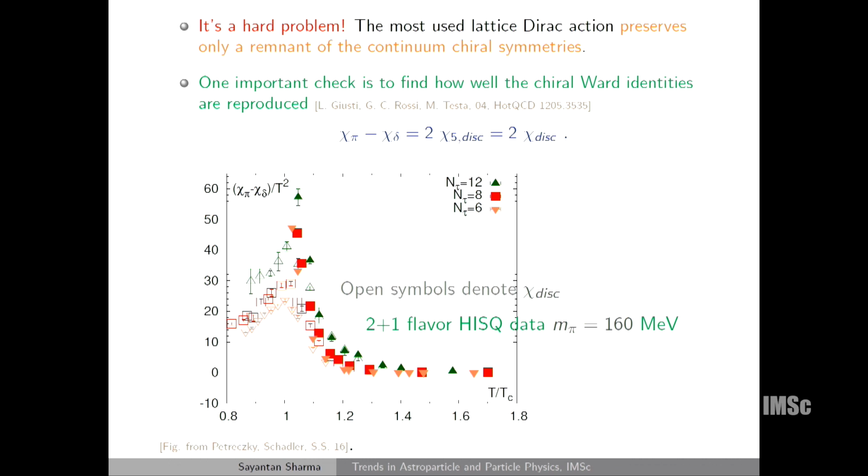By the Ward identity, when the chiral symmetry is restored, this difference chi pi minus chi delta is related to the disconnected part of the chiral susceptibility. Here we choose a particular discretization of fermions, called the highly improved staggered quarks, and one calculates these two quantities on the left side and the right side. The open symbols are the quantity on the right side, and this should be exactly the same when we are in the chiral symmetry restored phase. What we see is that when chiral symmetry is restored, these all merge on top of each other, so we cannot distinguish these points. So the Ward identities are satisfied even with this kind of discretization, and we are varying these numbers. When you go to larger N tau, we are going closer and closer to the continuum limit. So the agreement becomes much better when we are near the continuum limit, or finer lattices.